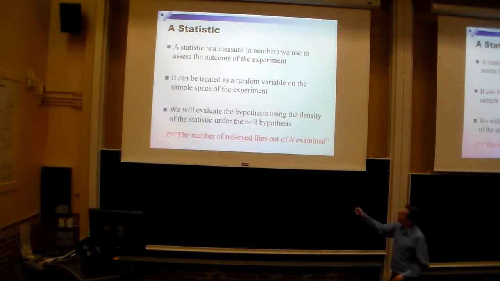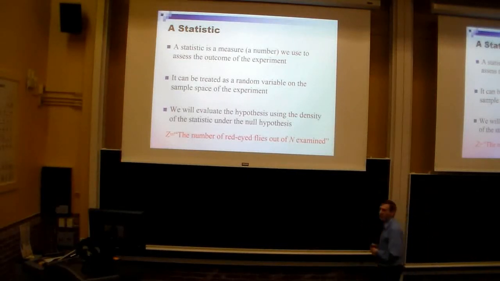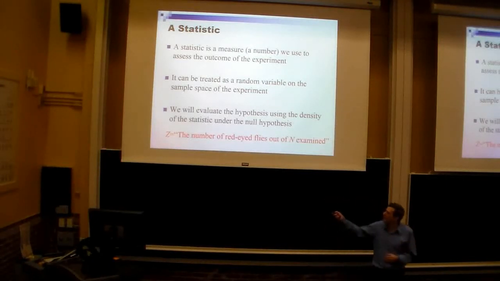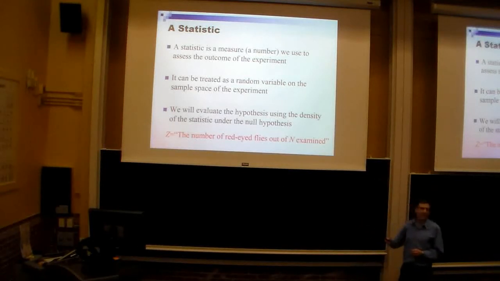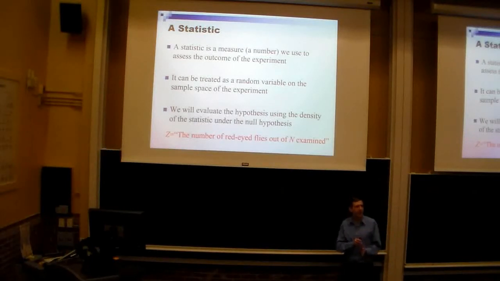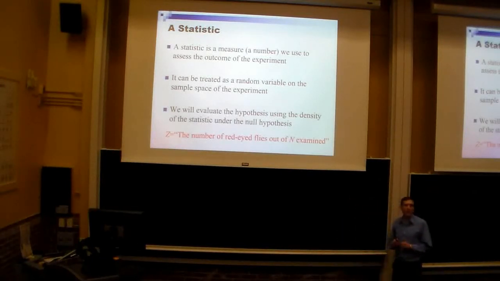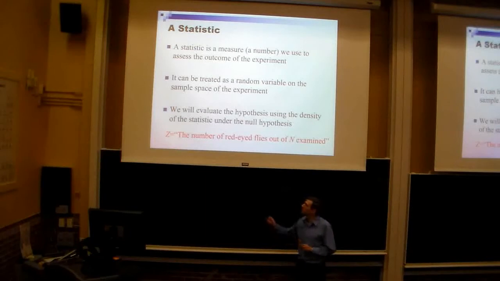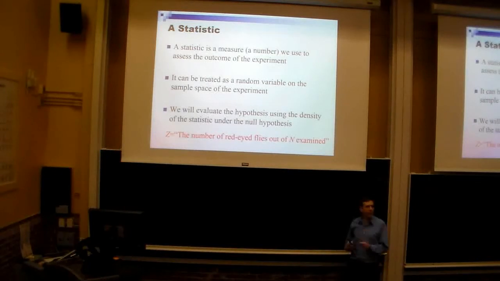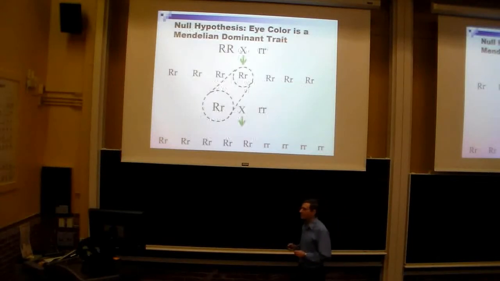Okay, so here we will use as our statistic the random variable I mentioned before, the number of red-eyed flies out of the n example. So our set of possible outcomes is larger than the set of possible values of the statistic, but this is a statistic that we would expect to discriminate between the possibility that we have a simple Mendelian dominant trait and the possibility that, let's say, we have a codominant trait. We would expect Z to take on a different distribution of values under those assumptions, but we'll use the simple dominant trait as our null hypothesis and try to show that the value of Z we actually see is implausibly large for that null hypothesis.